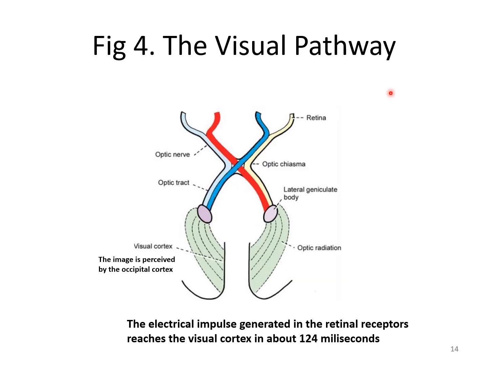This figure shows the path of the visual impulse. The visual impulse is generated at the level of the retinal receptors, and then it travels through the retinal fibers to the optic nerve, the chiasma, the optic tract, the lateral geniculate body, the optic radiations, and finally it reaches the visual cortex, which is responsible for the perception of the image. The time taken for this journey from the retinal receptors to the occipital cortex is about 124 milliseconds.